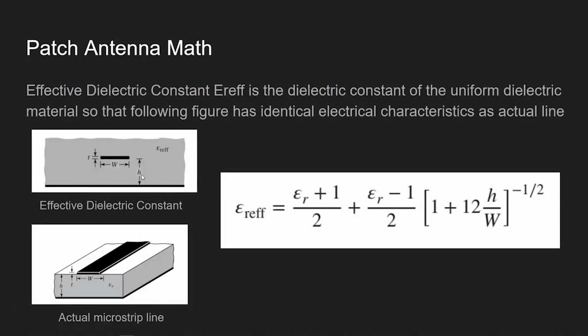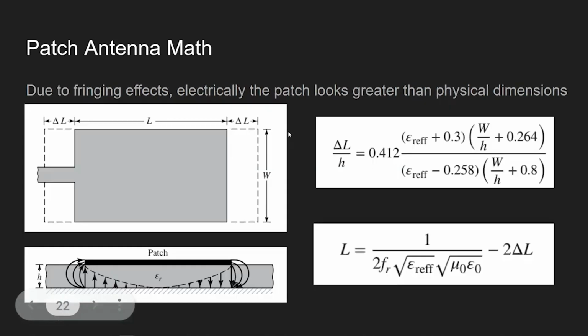Effective dielectric constant is the dielectric constant of the uniform dielectric material, so that the following figure outlining the effective dielectric constant has identical electrical characteristics as the actual line shown below. Due to the fringing effects mentioned earlier, electrically the patch looks greater than the physical dimensions.